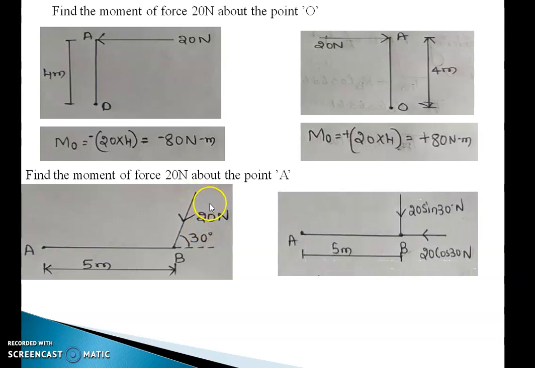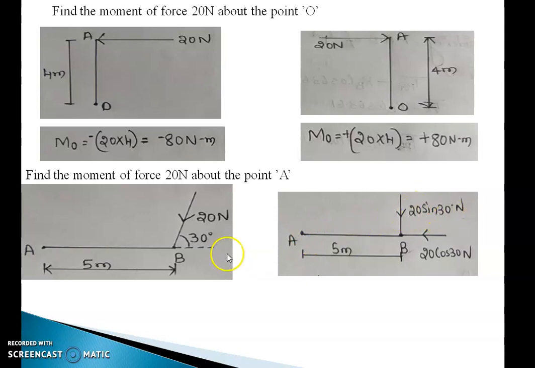You already know how to resolve. Here I have 20 Newton force which is converging towards B. So I need to resolve it into horizontal and vertical components. The horizontal component is 20 cos 30 because 30 degree is with respect to x-axis, and the other component is 20 sin 30. Both the forces are converging towards B. Now once after resolving these two forces, find moment about A.